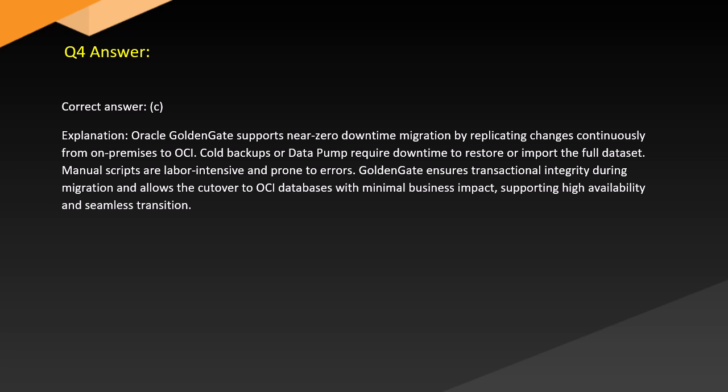Answer. Correct answer: C. Explanation. Oracle GoldenGate supports near-zero downtime migration by replicating changes continuously from on-premises to OCI. Cold backups or Data Pump require downtime to restore or import the full dataset. Manual scripts are labor-intensive and prone to errors. GoldenGate ensures transactional integrity during migration and allows the cutover to OCI databases with minimal business impact, supporting availability and seamless transition.